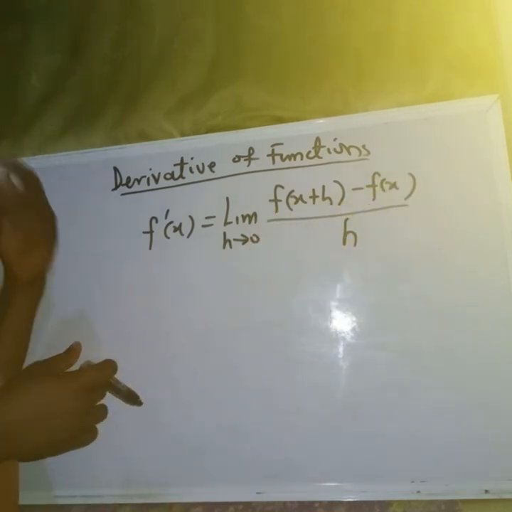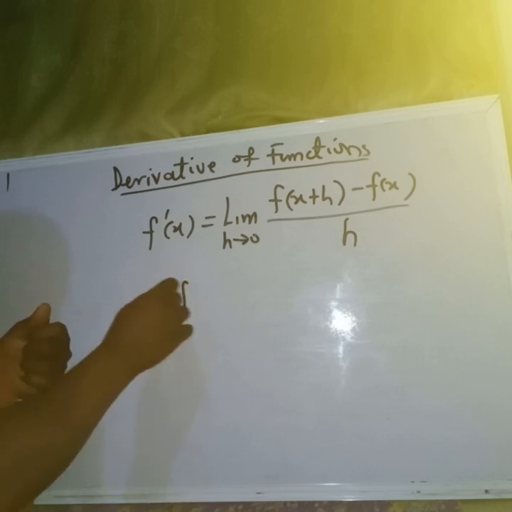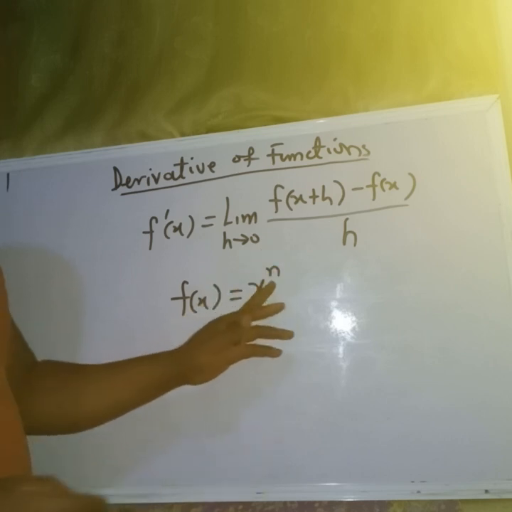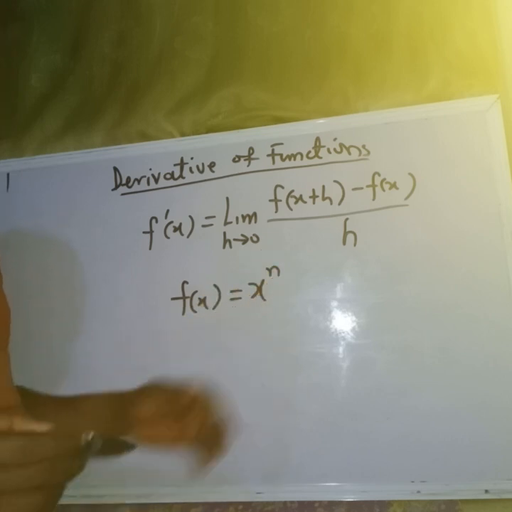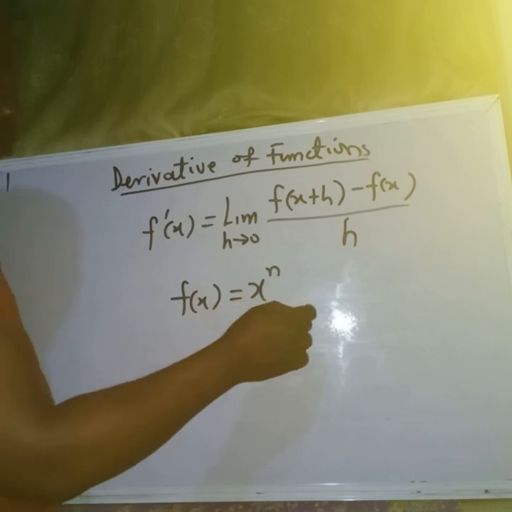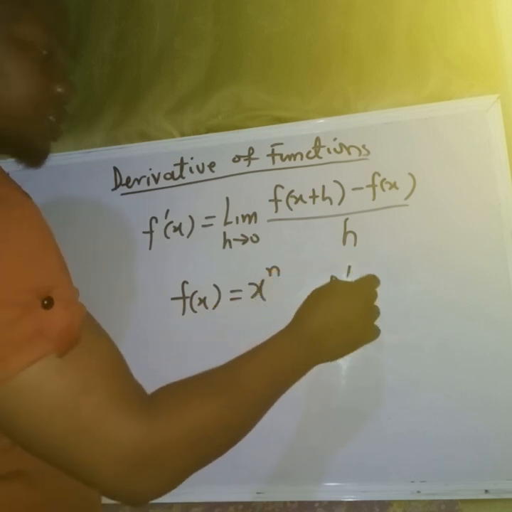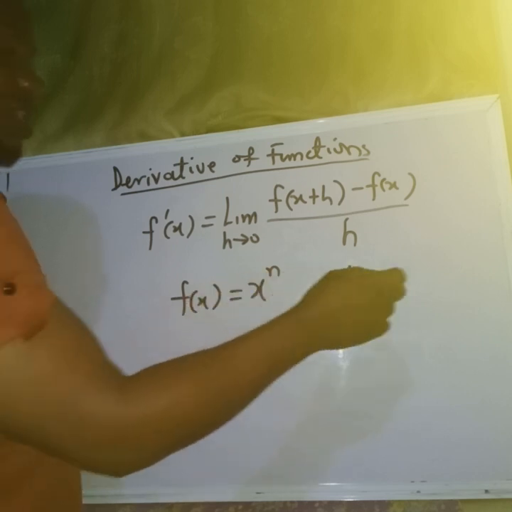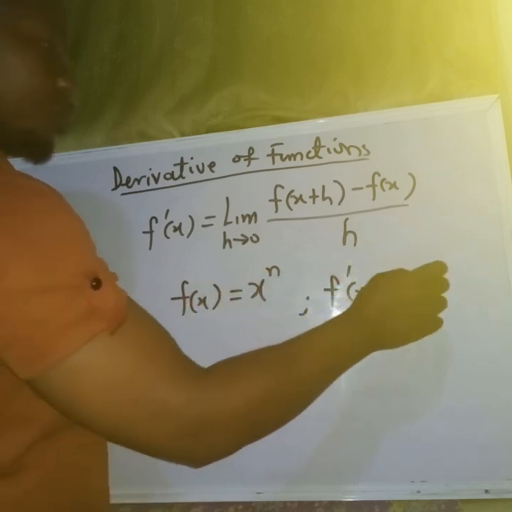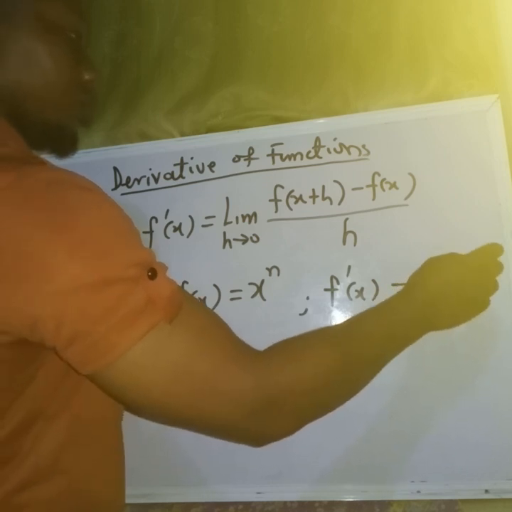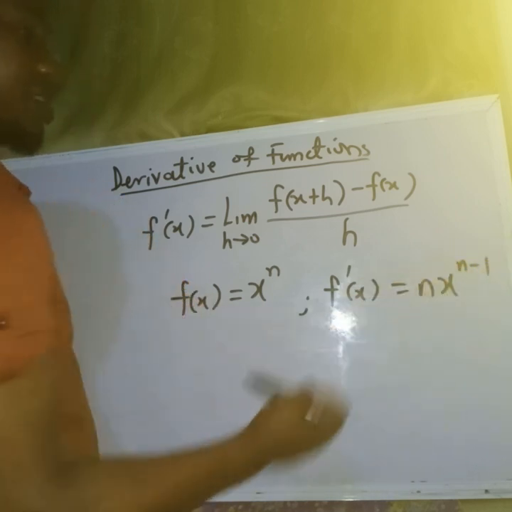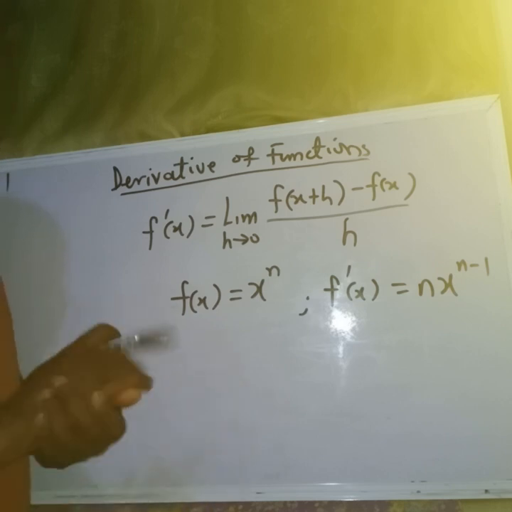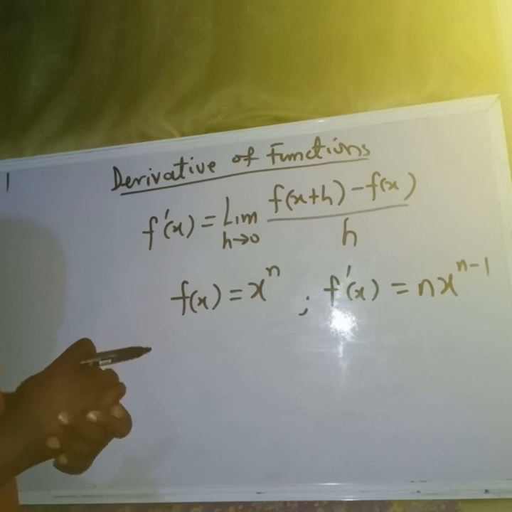Here we give an example of the derivative of a function x raised to the power of n, where n is a positive integer. We have been able to show that if f of x is x to the power of n, where n is a positive integer, then the slope f prime of x is given as n x raised to the power of n minus 1. So this is what we have been able to do in our first class.